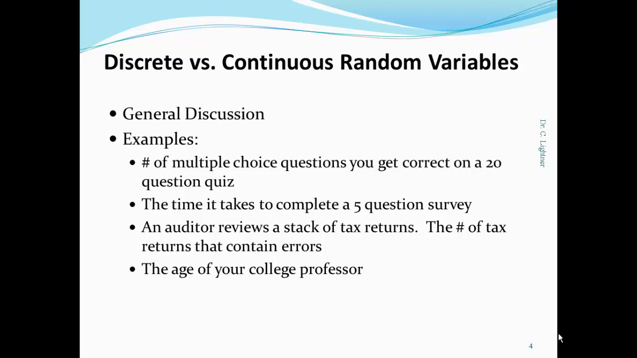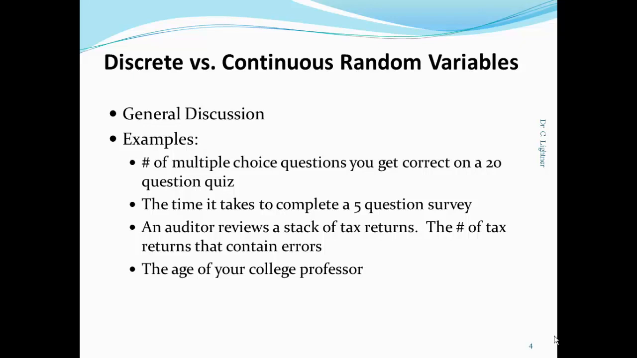For the second example, the time that it takes to complete a 5-question survey. Is this a discrete or continuous random variable? This is a continuous random variable. If a person was allotted up to 30 minutes to take the survey, it could take the person between 0 and 30 minutes to complete the survey. Since it is possible that any value in this interval could occur, this is a continuous random variable.